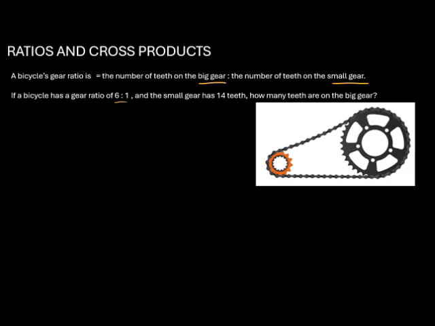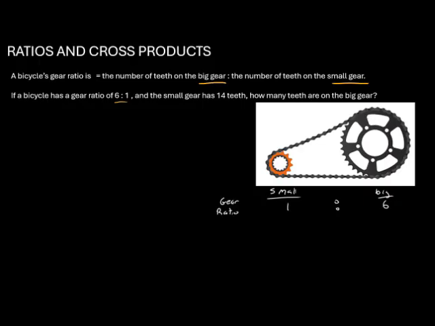Notice the picture I have on the right has the small gear on the left side and a big gear on the right side. Based on the gear ratio, we can say that for every 1 tooth on the little gear, we'll have 6 teeth on the big gear. First, I'll write down the gear ratio. For our small gear, we'll have 1, and for the big gear, we'll have 6. I'll put a colon in the middle.